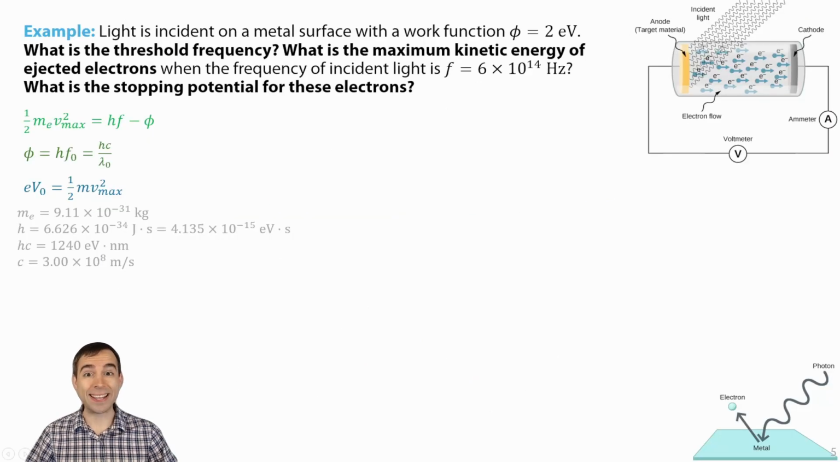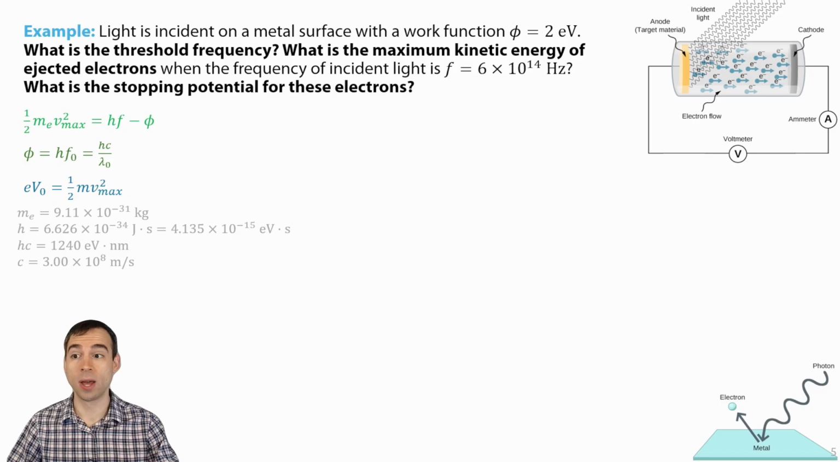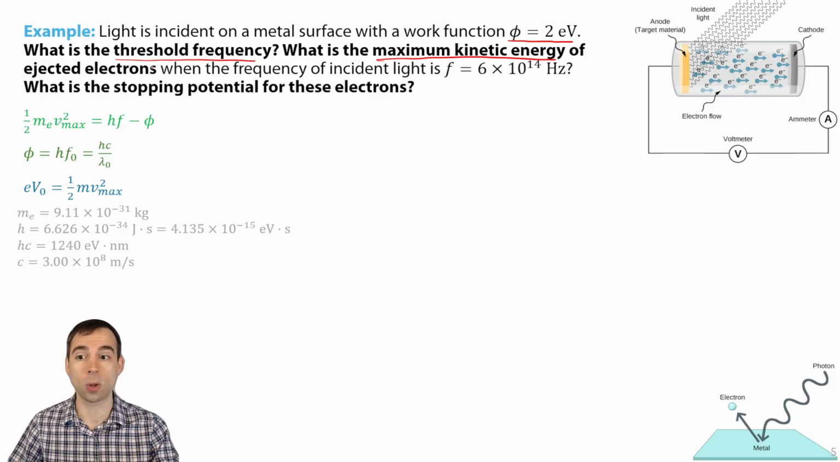All right, so let's try an example with the photoelectric effect to figure out how some of these equations work. Light is incident on a metal surface with a work function of 2 eV. What is the threshold frequency for this material? And what is the maximum kinetic energy imparted on photoelectrons when the frequency of incident light is 6 times 10 to the 14 hertz? And also, what is the stopping potential for these electrons?